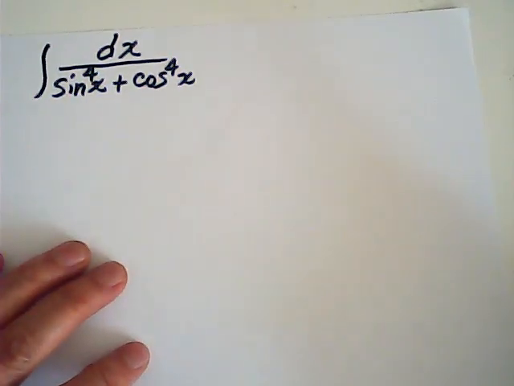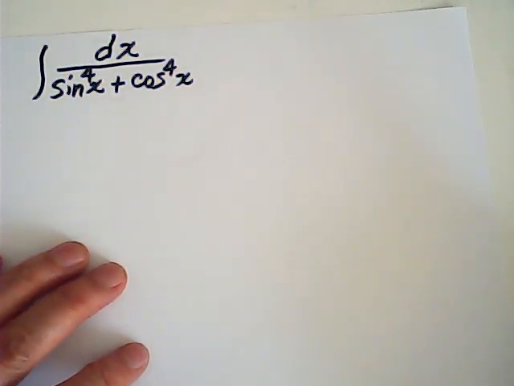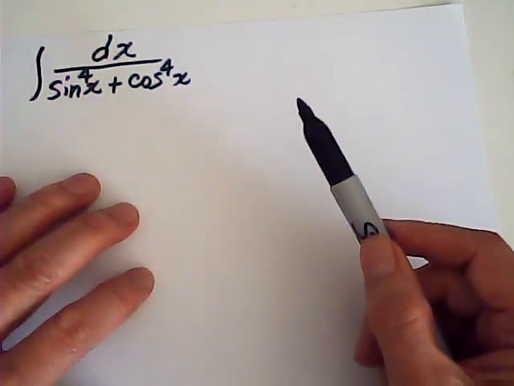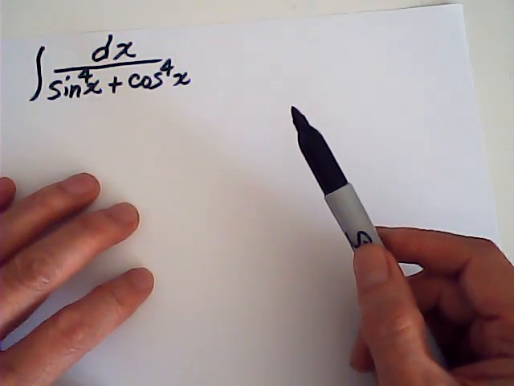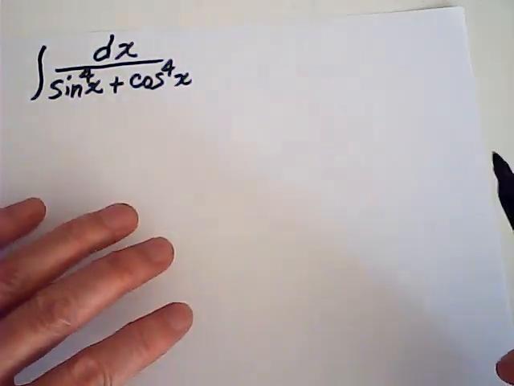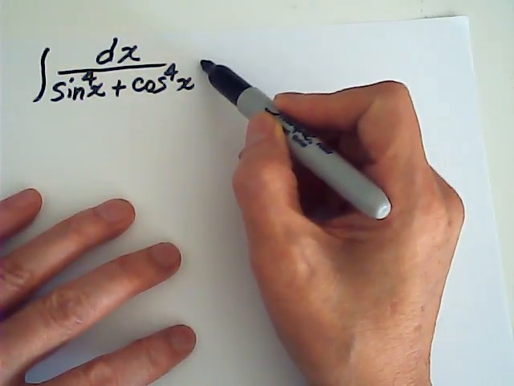This integral is not easier. Sine fourth and cosine fourth in the denominator. Now this is the way I'm doing.